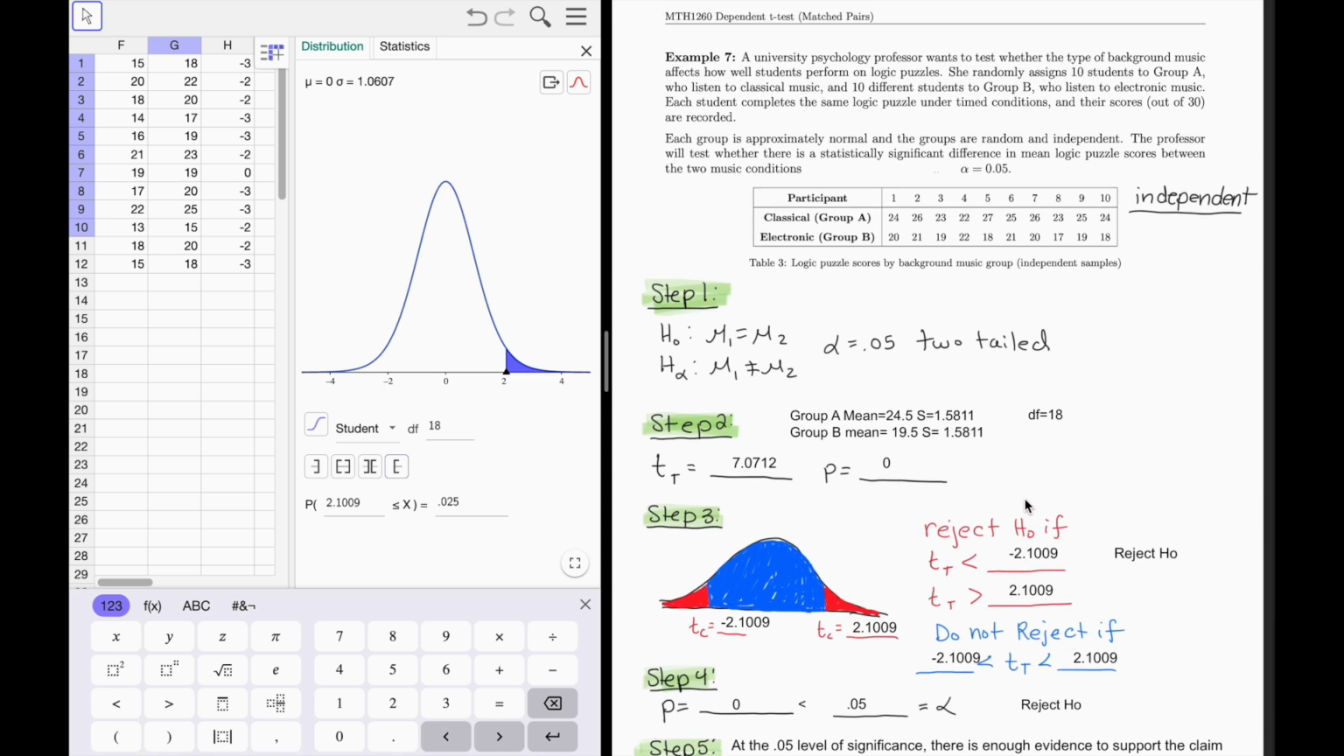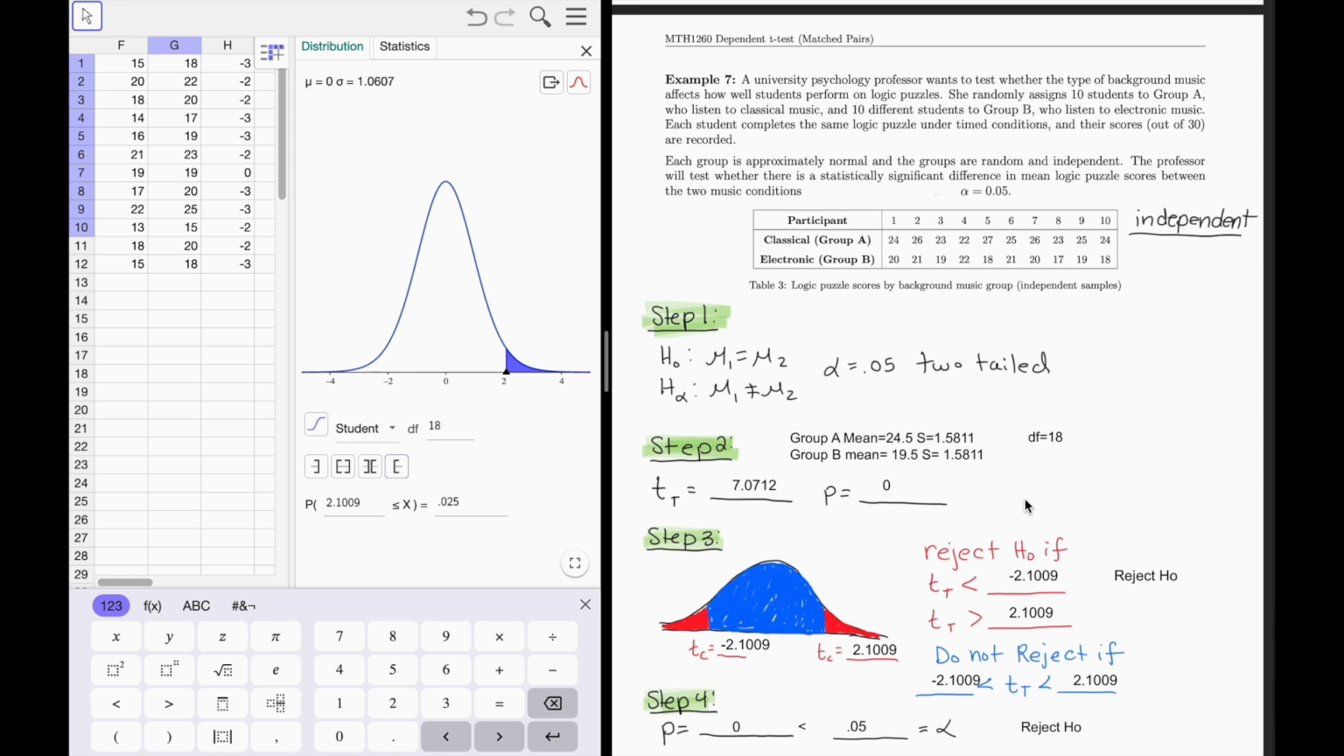So I would like to emphasize, when you approach a hypothesis test with two samples, read it carefully and identify whether it's independent or dependent. If it's dependent, you have to run the test with the matched pairs, where you find the difference for each pair and then run a t-test on the differences, and you treat those differences like it's one sample.